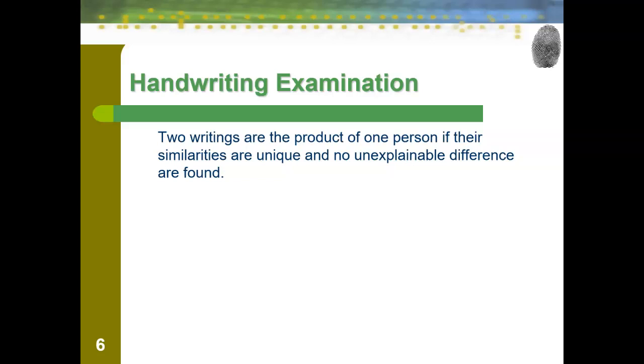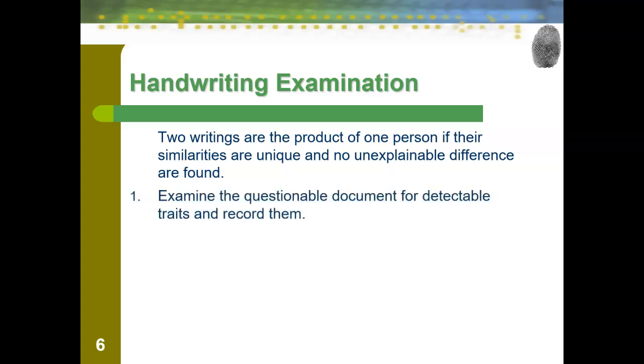However, we would not expect two writing samples to be identical to each other. No unexplainable differences are found means that there can be differences. We just can explain them by saying like, oh, this is lined paper versus unlined paper. Oh, this person was probably in a hurry versus not in a hurry. We can explain any differences. Two writing samples are never going to be identical. And in fact, if they are, that tells us they were likely copied.